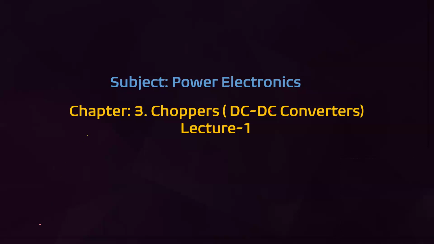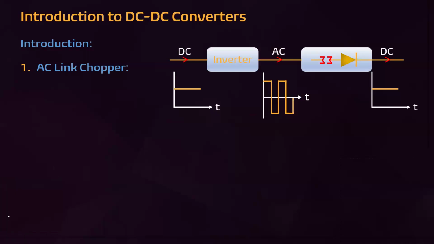In DC to DC converters, first we have to start with some introduction. In general, there are two types of choppers. One is the AC link chopper, another one is the DC chopper. Before developing the DC choppers, to convert fixed DC into variable DC, we used AC link choppers.